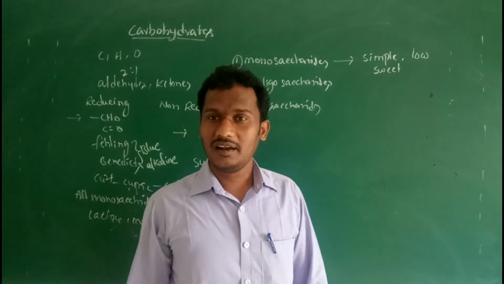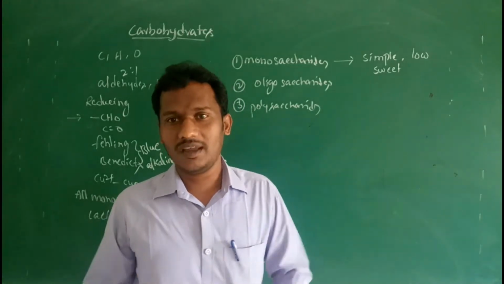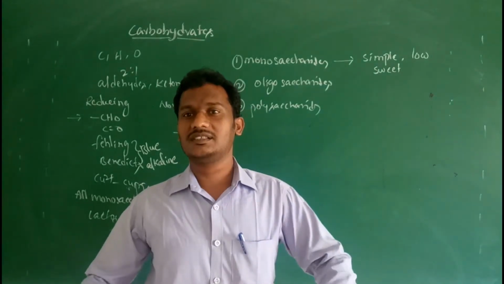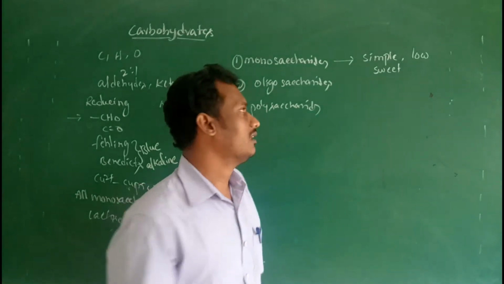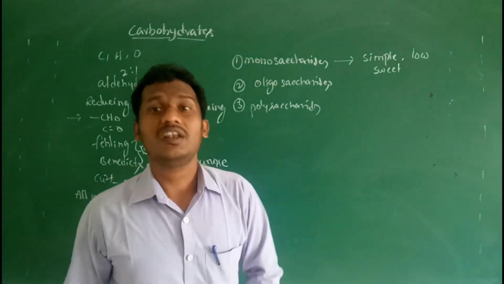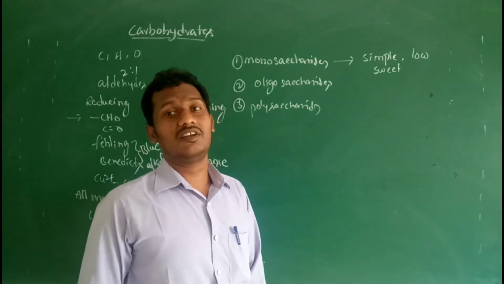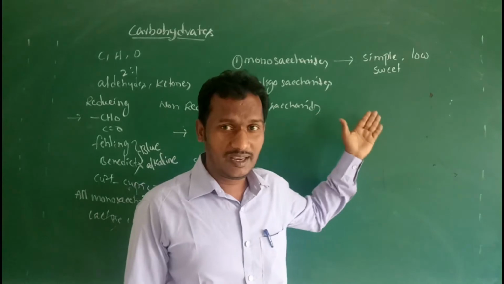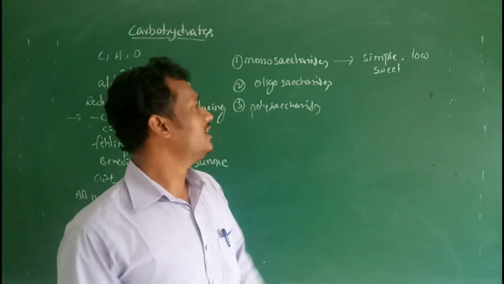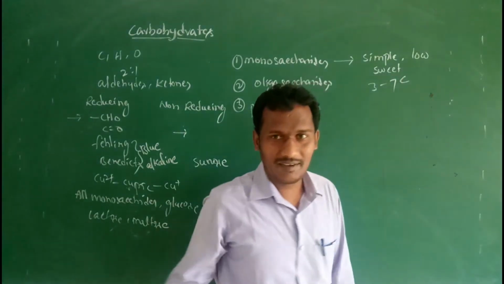Monosaccharides cannot be hydrolyzed further into smaller subunits. Why? Because these are simple carbohydrates. They are generally not soluble in organic solvents like ether, but are partially soluble in alcohol. Monosaccharides contain 3 to 7 carbon atoms.